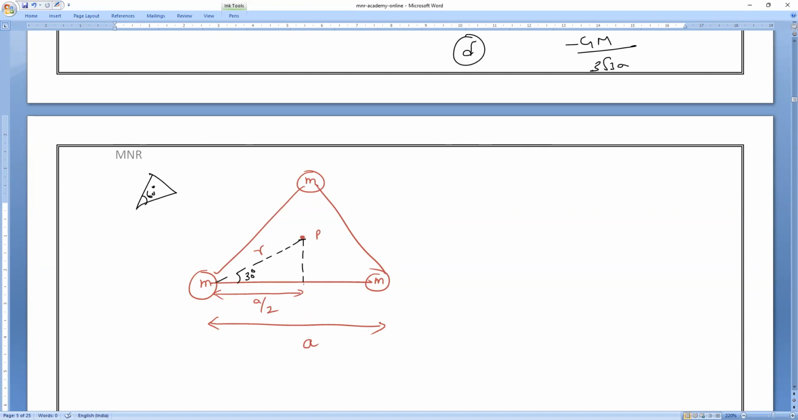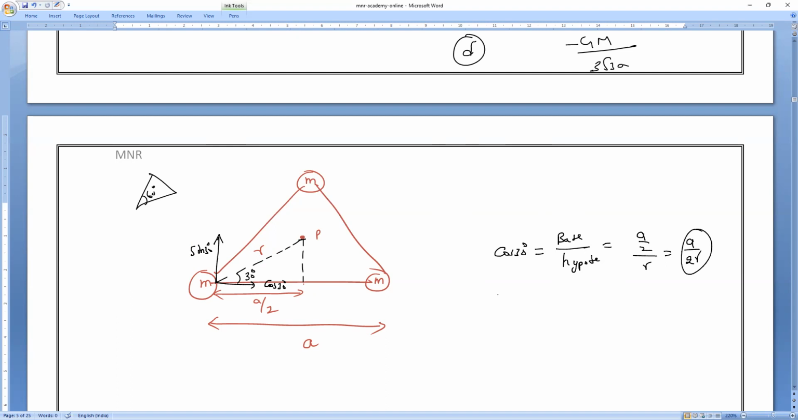Now 30 degrees means, then what will happen? This will become cos 30 and this will become sin 30. So we have to take it only along this one, cos 30. So cos 30 is equal to, let me observe very carefully. What is the cos formula? Base divided by hypotenuse. So base is equal to A by 2, hypotenuse is R, which gives A by 2R.